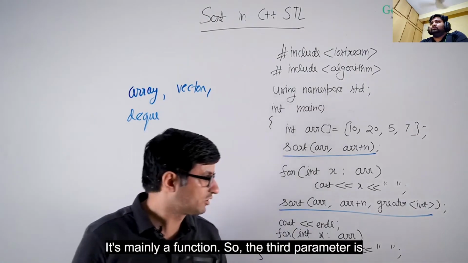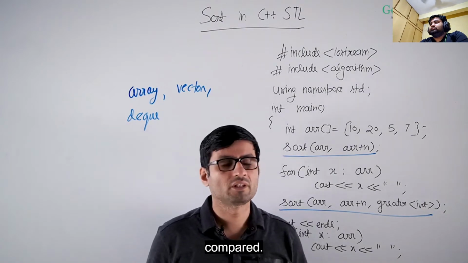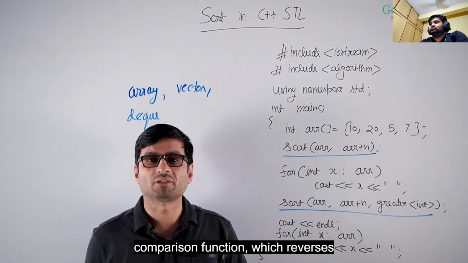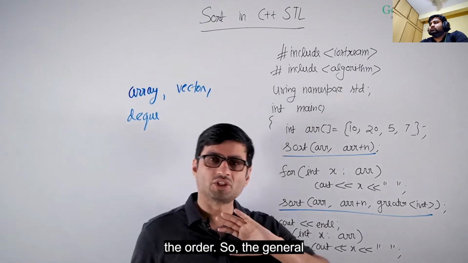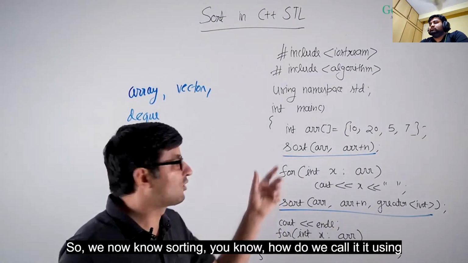It's mainly a function. The third parameter is mainly a comparison function that decides how elements are to be compared. The greater function in C++ is a general purpose comparison function which reverses the order. So the general order is increasing order, and the greater function gives you decreasing order. So we now know sorting. We know how we call it using two ways.